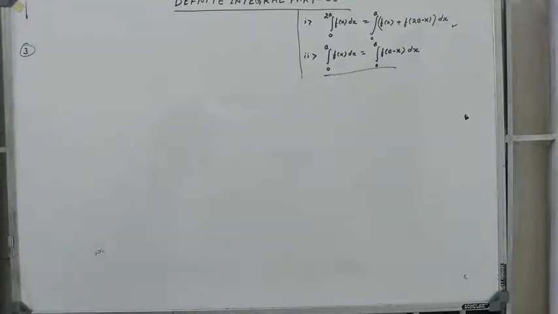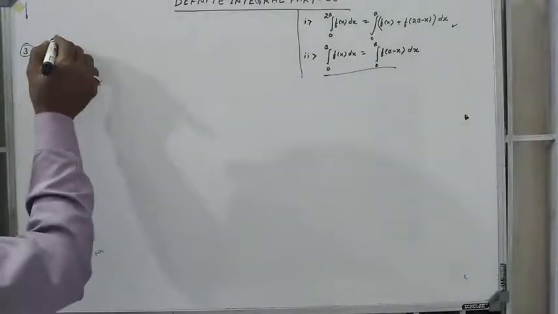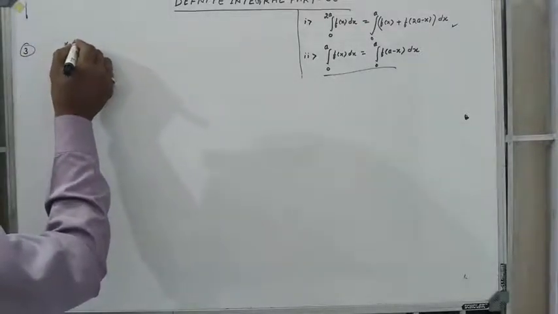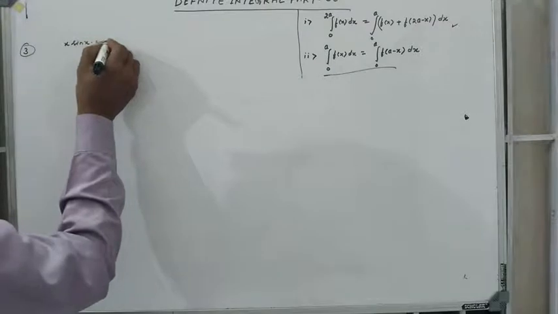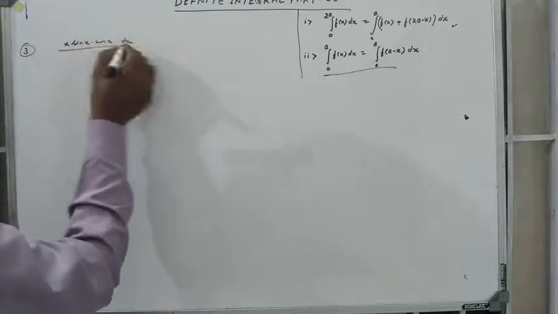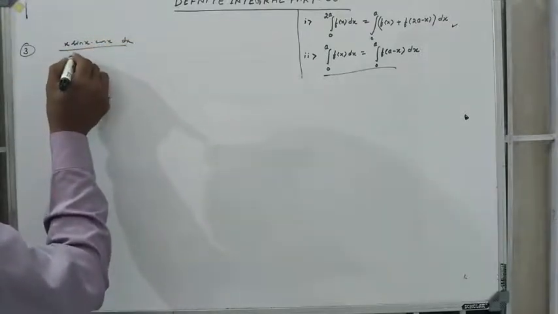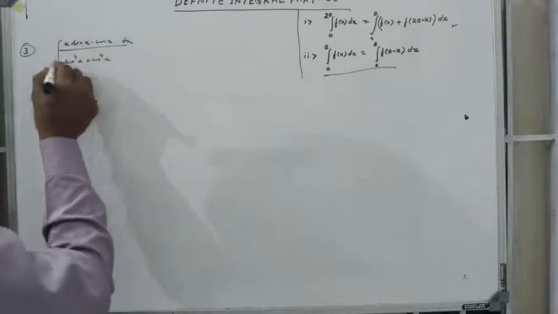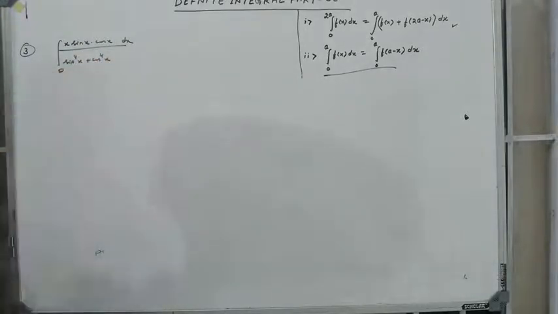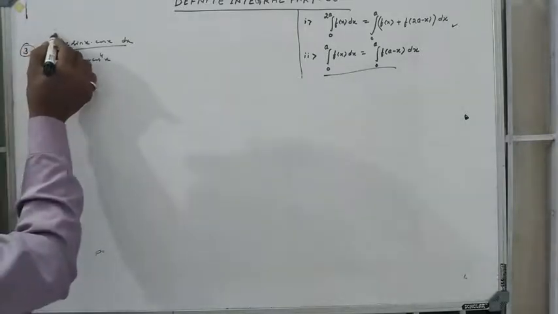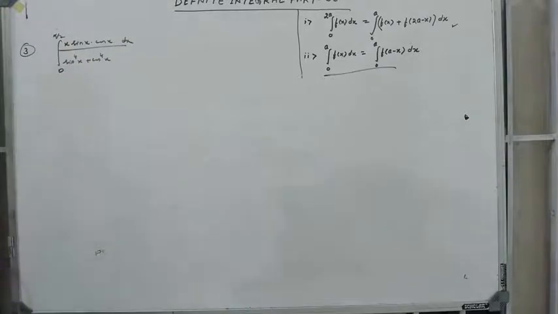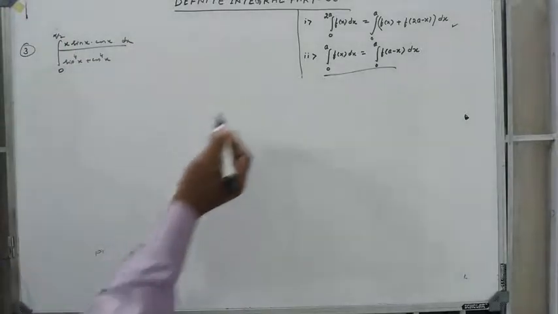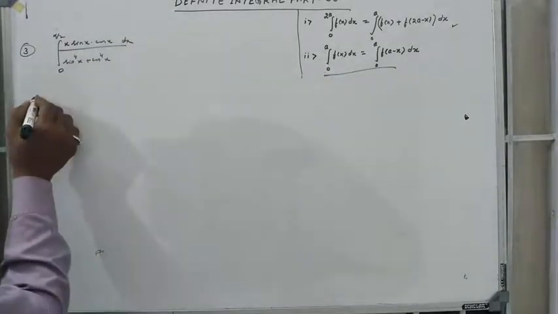Again evaluate the integral of x sin x cos x dx by sin 4x plus cos 4x, where the limit varies from 0 to pi by 2. Again we will apply this second property.